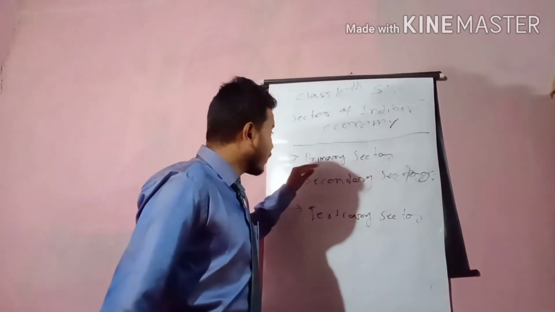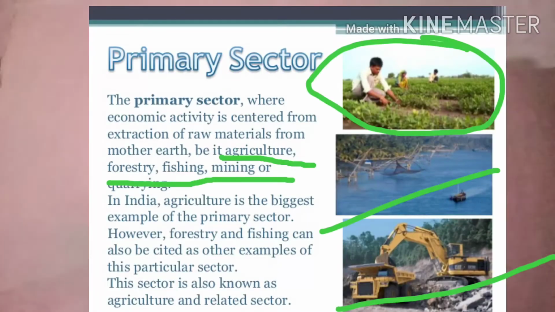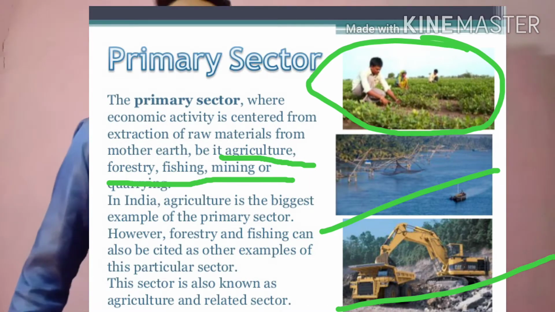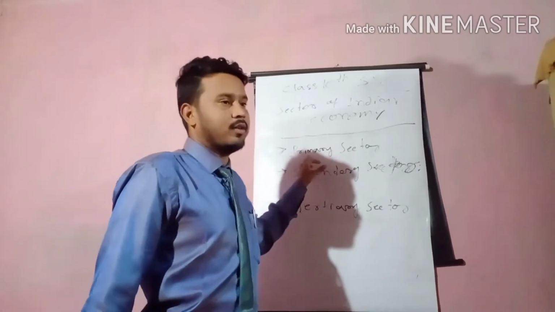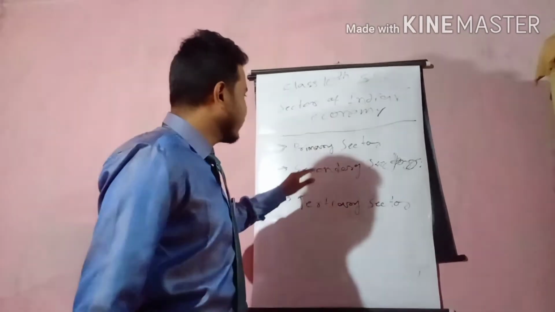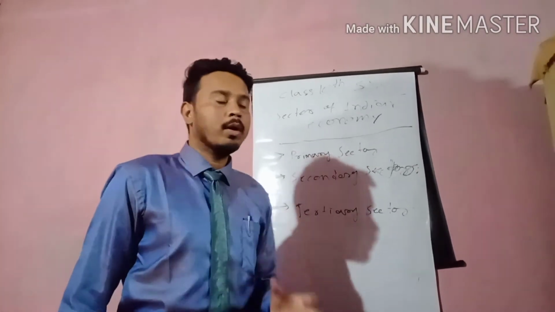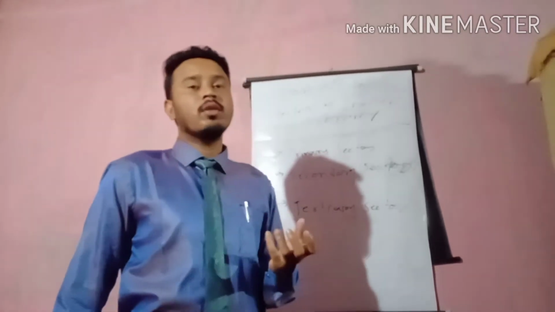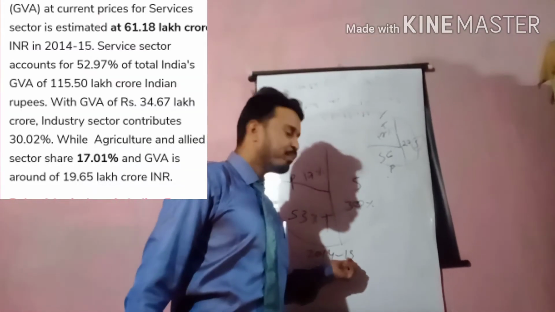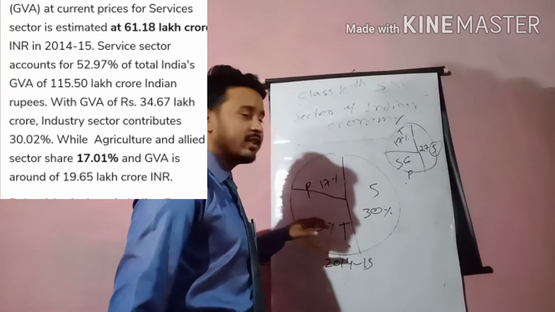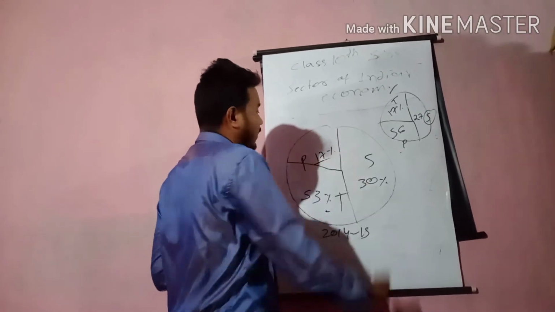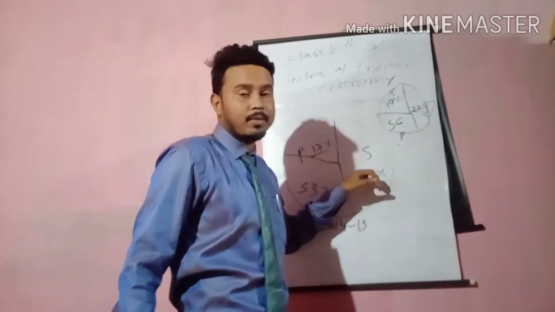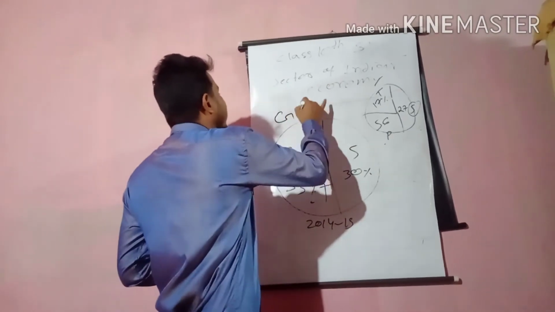Agriculture, forestry, fishing, mining, and quarrying are examples of the primary sector, and agriculture is the biggest example. The Indian economy was completely based on the primary sector, but nowadays the secondary and tertiary sectors have also grown, the tertiary sector much more. According to data from 2014-15, the share of GDP is 53% from the tertiary sector, 17% from the primary sector, and 30% from the secondary sector.